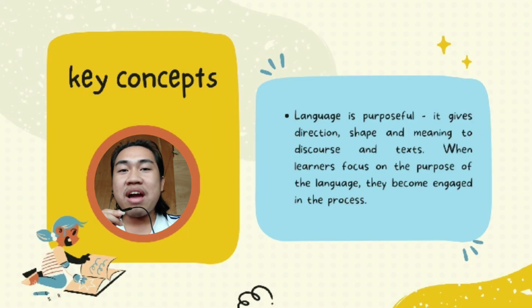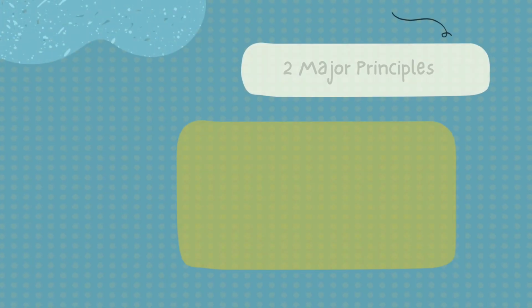Third, language is purposeful. Language is used for various purposes. It gives direction, shape, and meaning to discourse and text. When learners focus on the purpose of the language, they become engaged in the process. In order to make content comprehensible to learners, teachers need to make the same kinds of adjustments and simplification that native speakers make in communicating with second language learners.